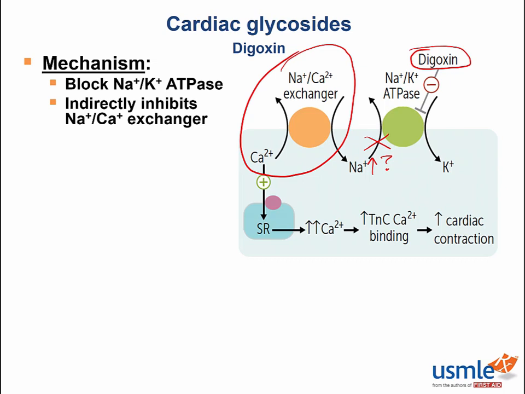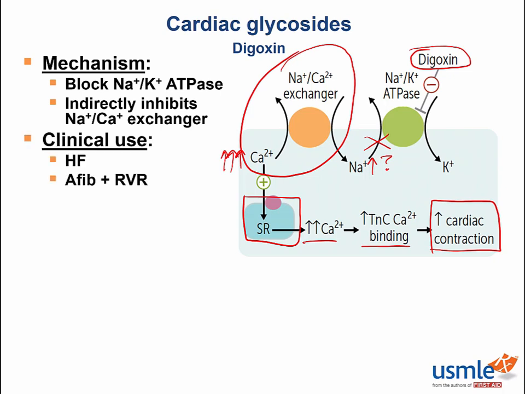Decreased activity of this pump leads to an increased intracellular concentration of calcium, which will be stored in the sarcoplasmic reticulum. More calcium means more troponin C calcium binding, and therefore more actin-myosin interactions and cardiac contractile force. Kinda sounds like an ideal drug for someone with systolic dysfunction, right? It sure is. They need contractility.